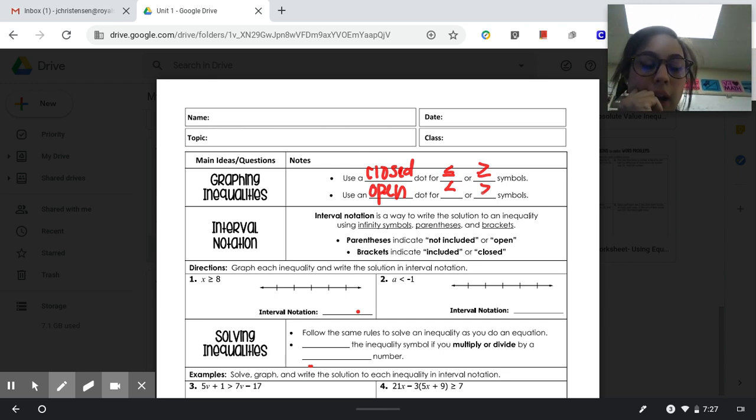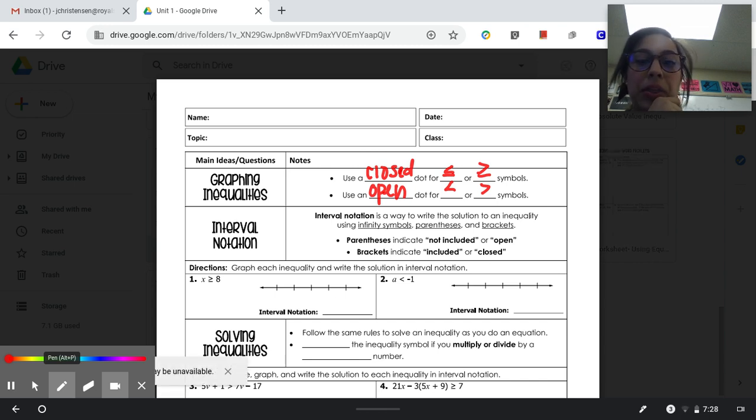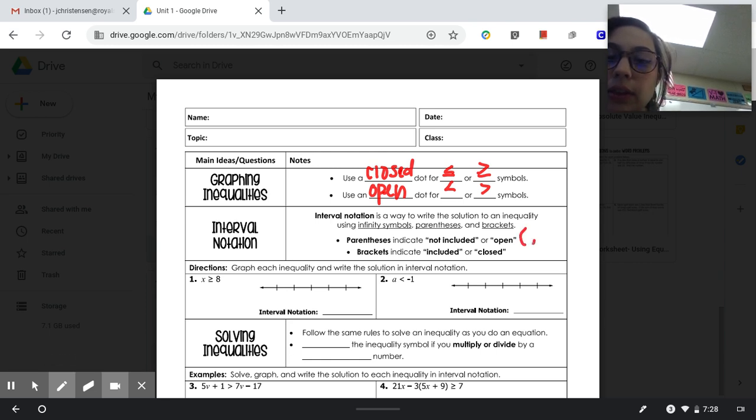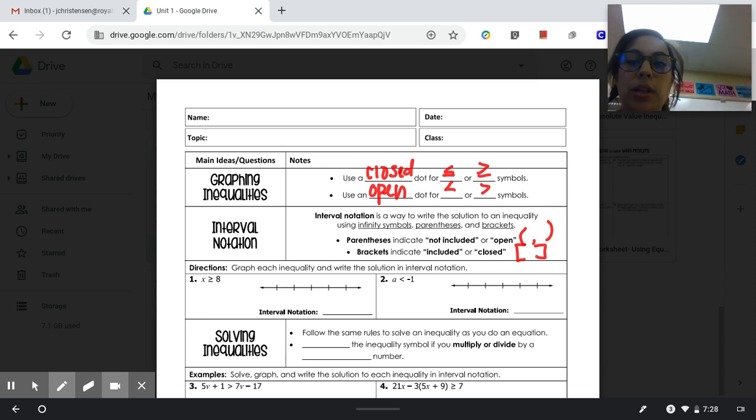Interval notation is the way that we write these solutions. You use infinity symbols, parentheses, and brackets. Just like how we use an open dot for just less than or greater than, not including that value, we're going to use parentheses for those. Parentheses for the values that we're not including, and then we're going to be using brackets for those that we are including.